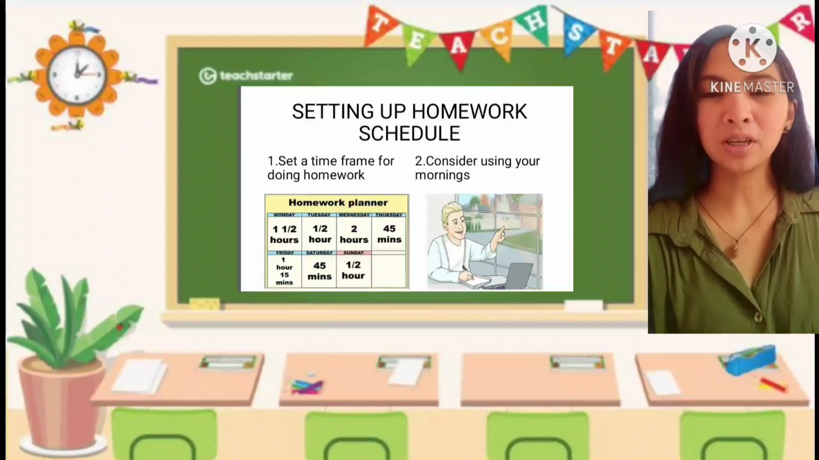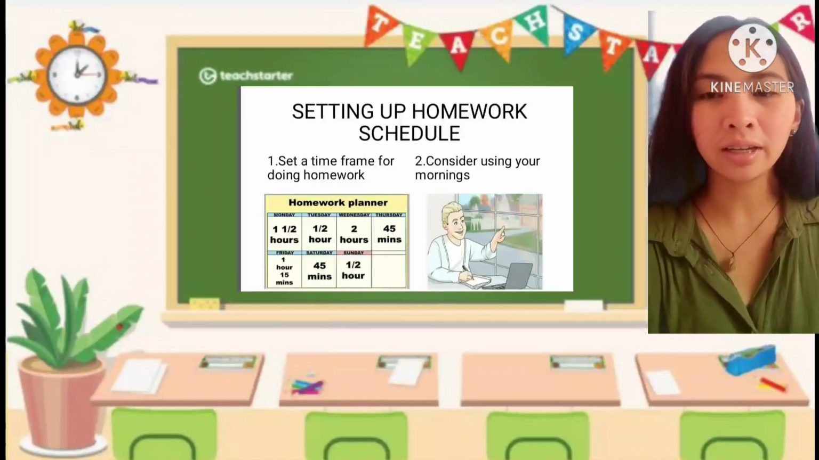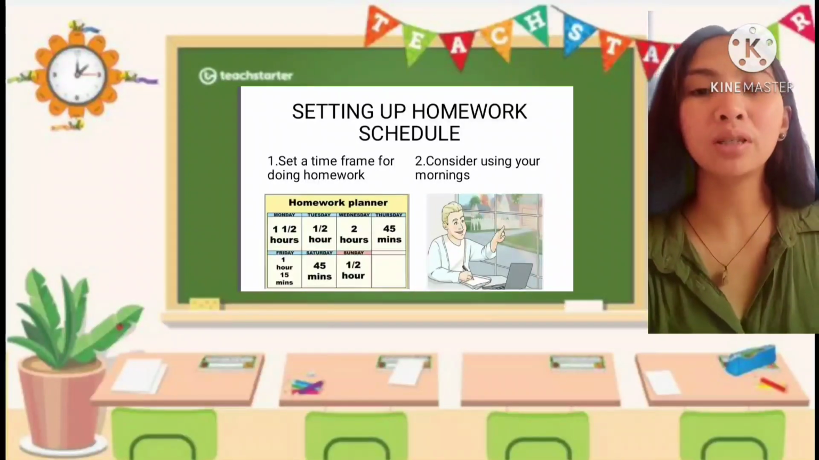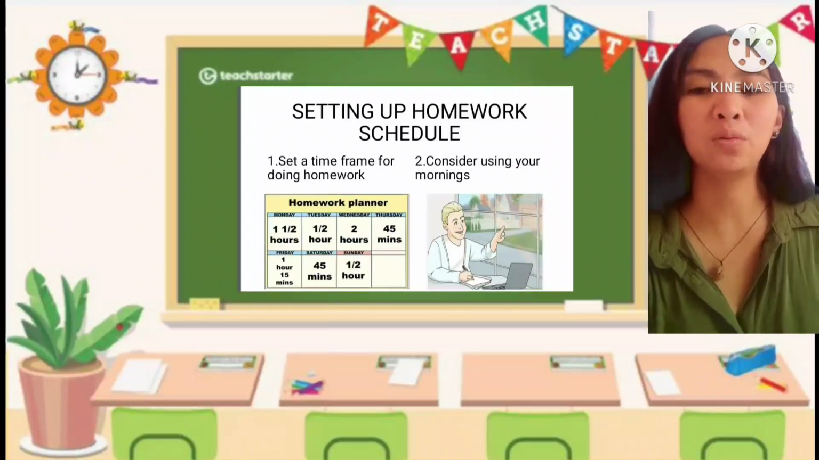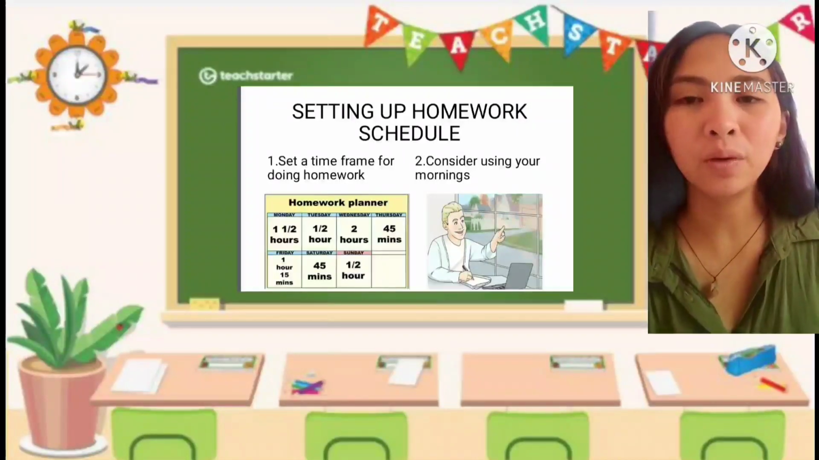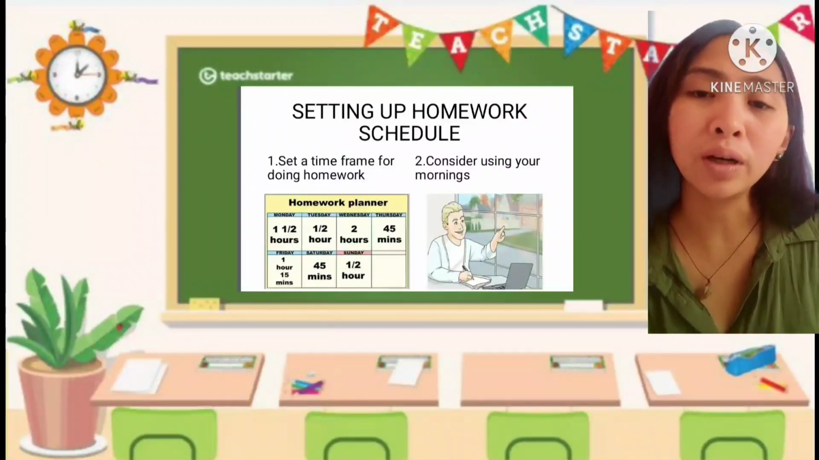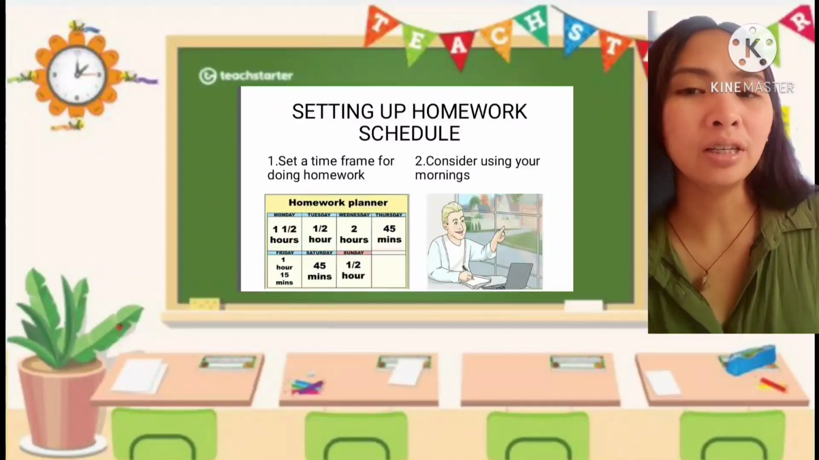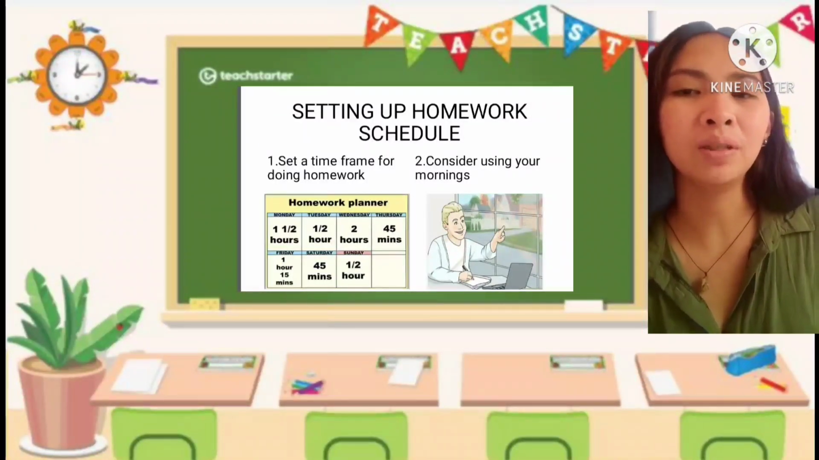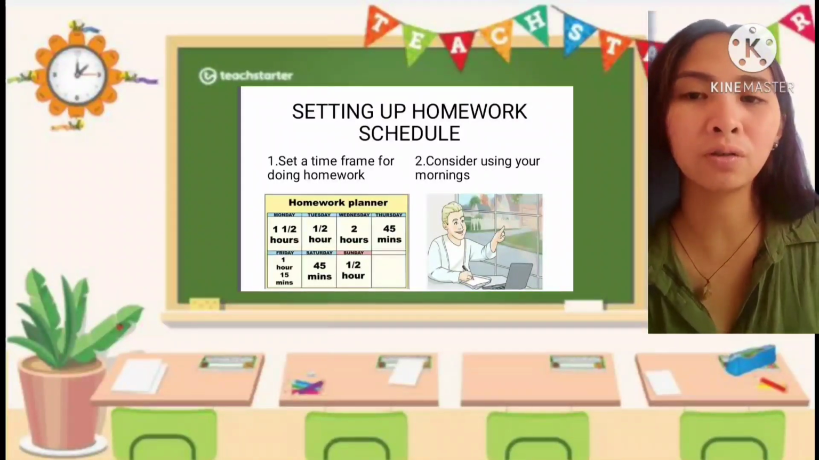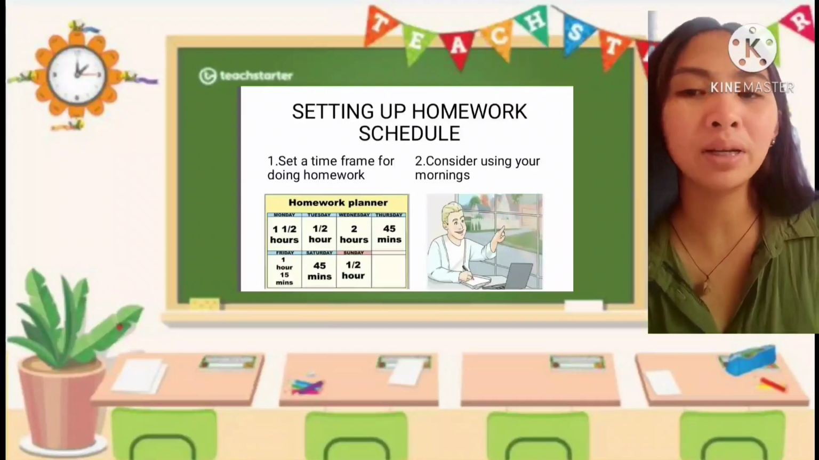Setting up a homework schedule. First, you need to set a time frame for doing homework. You need to decide how much time you have available for homework after school for each day of the week. For example, Monday, you need 1 hour. Then Tuesday, you need 1.5 hours. Then Wednesday, you need 1.5 hours. On the days where you have other planned activities, whether it's an extracurricular activity, chores, or quality time with your family, you will have less time for homework.